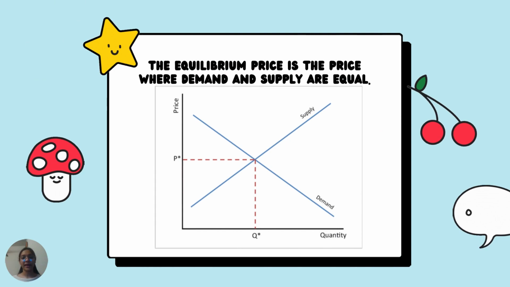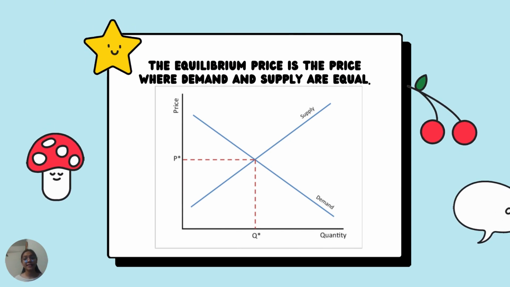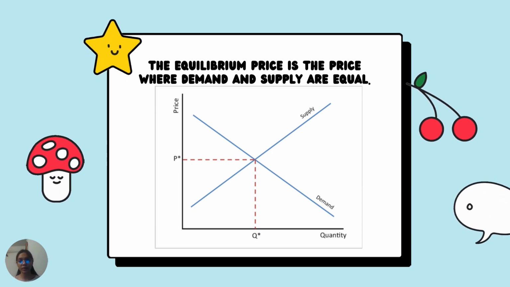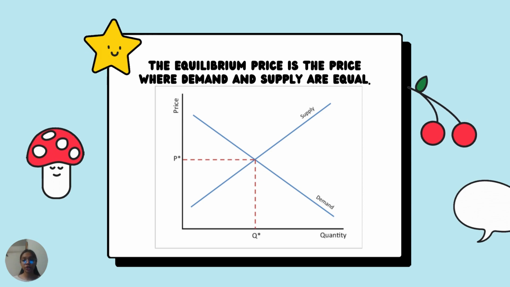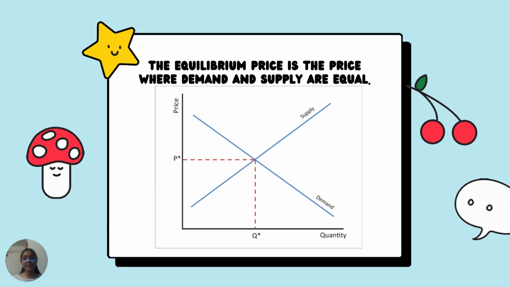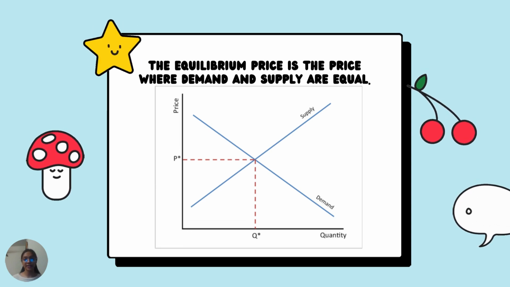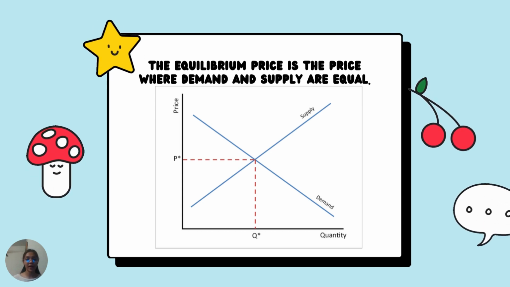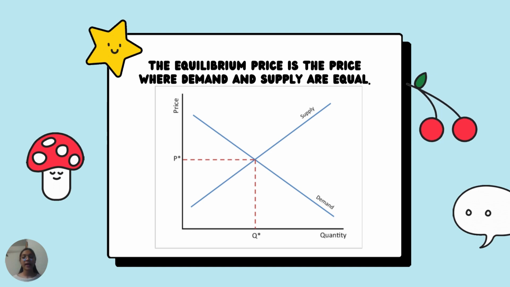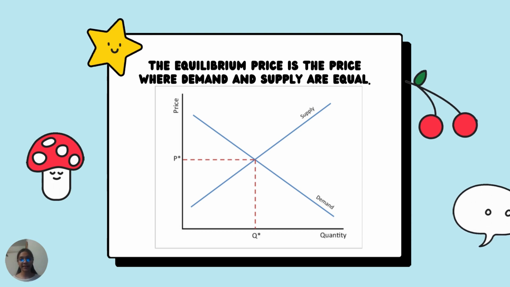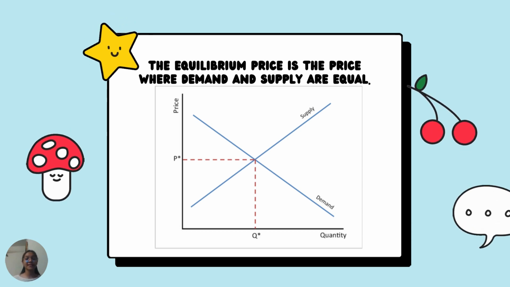Now, what is the equilibrium price? The equilibrium price is the price where demand and supply of a product or a service are equal, and thus there are no shortages or surpluses of the product. It occurs when the demand and supply curves intersect. Q is the equilibrium quantity and P is the equilibrium price, as you can see on the screen, and the intersection of these two curves is the equilibrium price. That is the price where demand and supply are both equal.